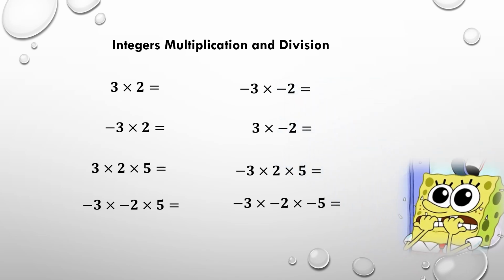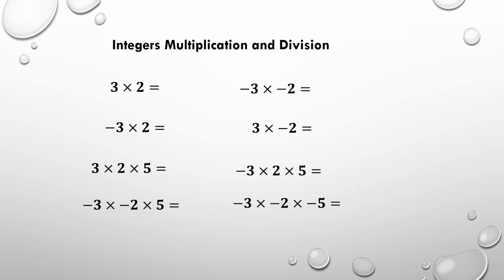The first thing is, let's look at the first question. 3 times 2. We all know it's just 6. Now, what if it was minus 3 times minus 2? If it's negative times negative, the teachers always say it's positive. So negative 3 times negative 2 is just 6 also.